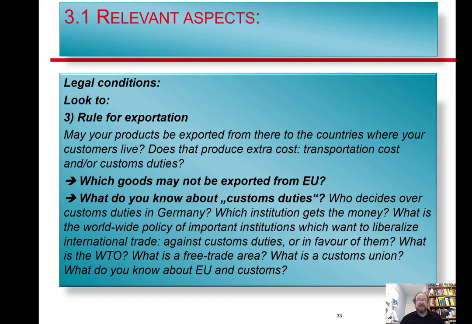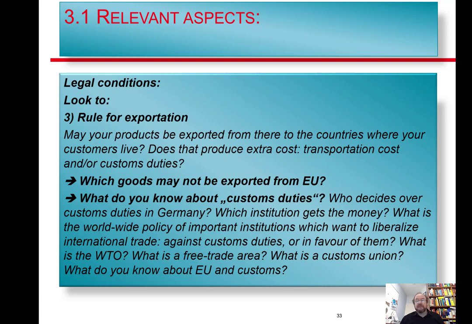Okay. Laws on production play a role. Also, what now people in England find out, the rules for exportation and importation play a role. When you produce your goods, the question is, can you send them abroad under reasonable conditions? Which goods can you send to other countries? Sometimes you have legal rules which even forbid you to export goods from the EU.